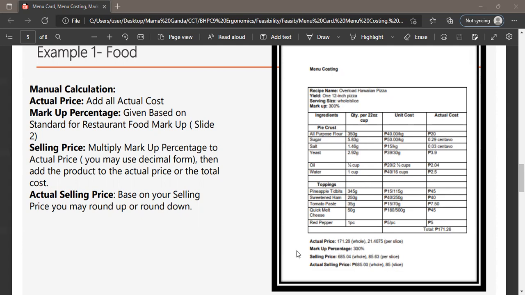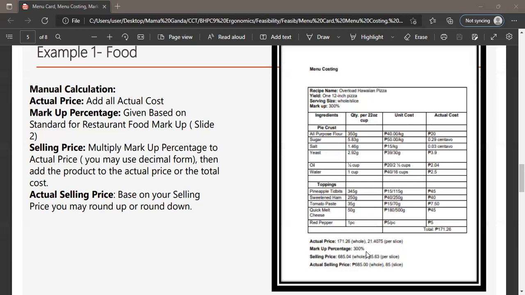Okay, so now let's go to the markup percentage, the selling price, and the actual selling price. As you have, first, the actual price of 171.26. This price is for the price per slice. With this example, they're going to have 8 slices. Okay, so they have 300% markup.